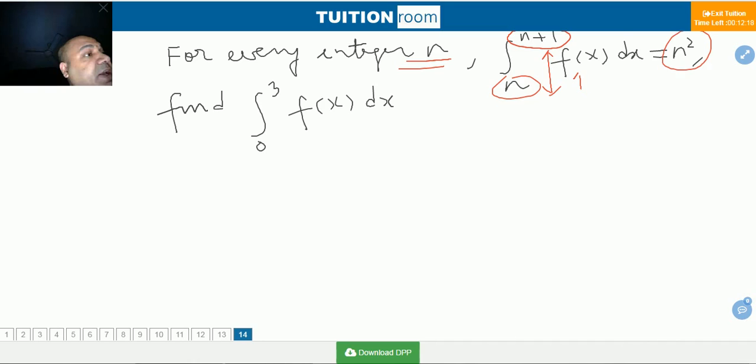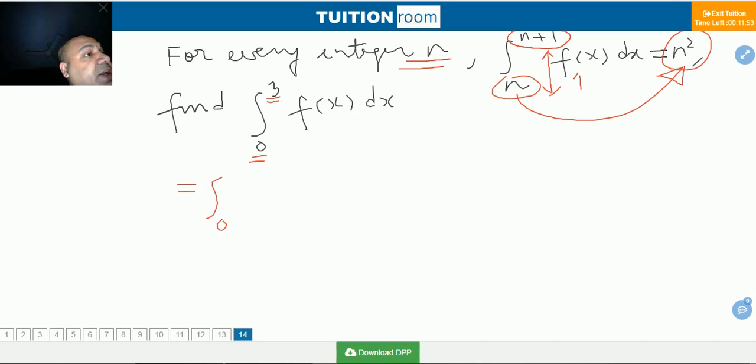That is the square of the lower limit. But not always: only if the upper limit is 1 more than the lower limit will the value of the integral be the lower limit square, n square. Now see here, the limit is 0 to 3. Here the difference is 3, not 1. First make it a difference of 1.